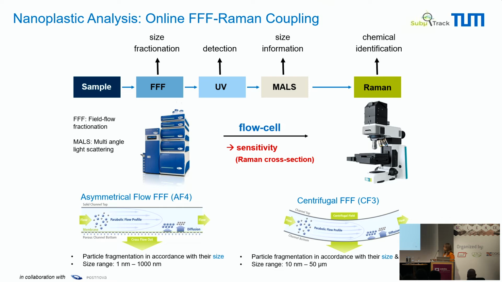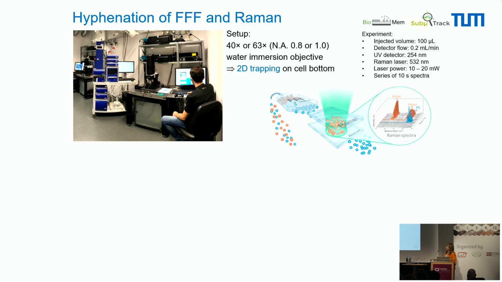separate the particles by applying a centrifugal field, not only according to the size, but also according to the density, and cover the region from 10 nanometers to 50 micrometers. Here you can see this hyphenation, so online, in reality in our new lab in Garching. So here's the asymmetrical flow field flow fractionation system, and a Raman microscope.